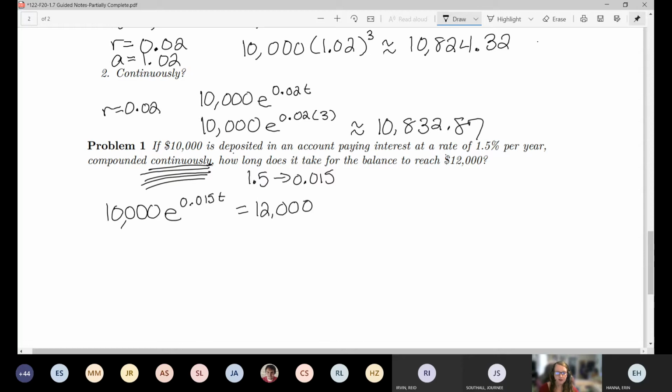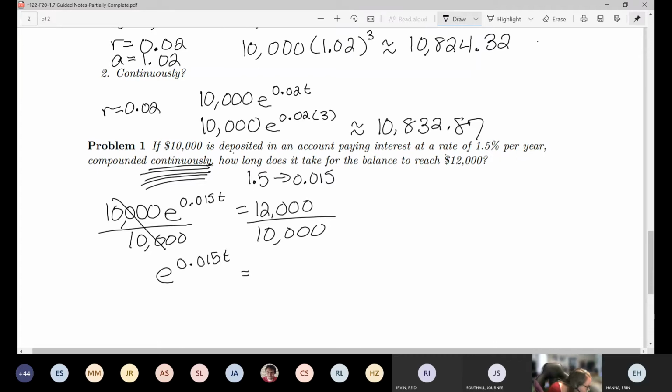Anyway, so to solve this, we want to solve for something in an exponent. So this is when we pull out our logarithm process. So we've got to isolate the exponential first. So divide both sides by that 10,000. That's going to be 1.2.